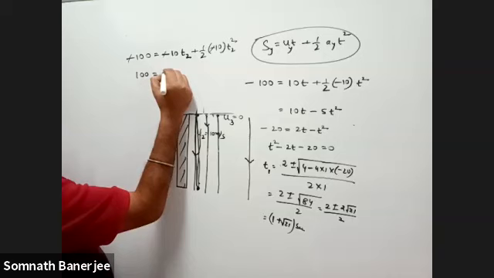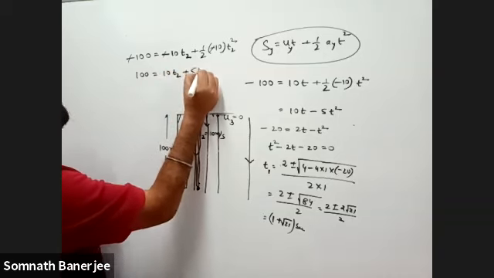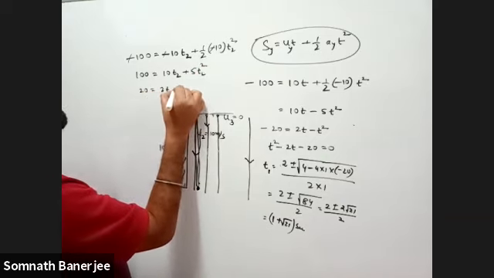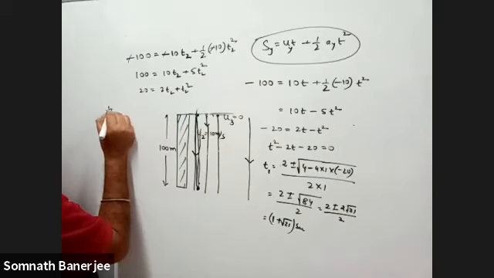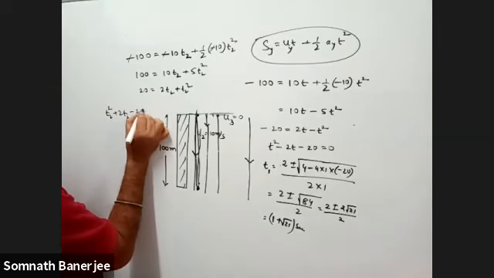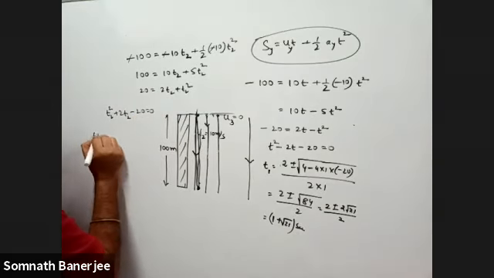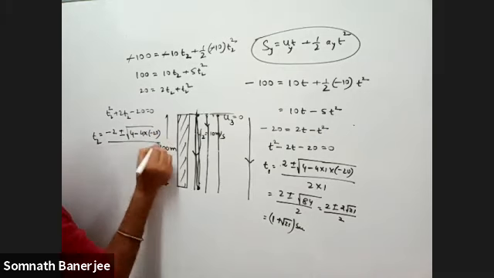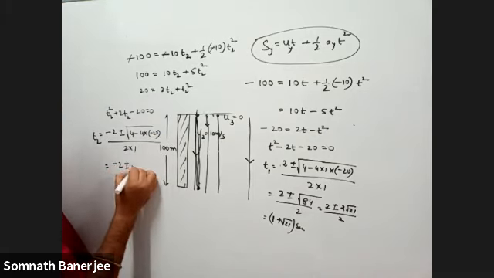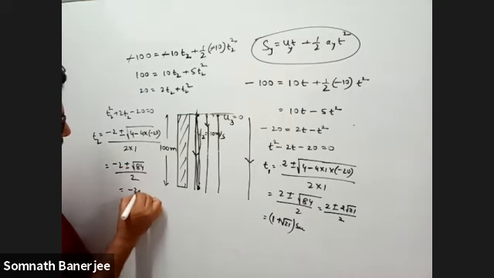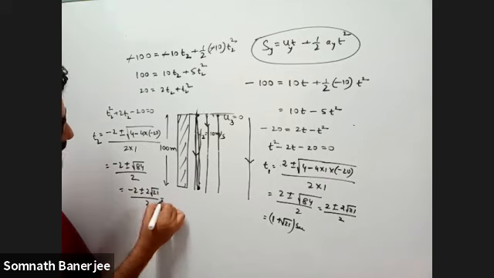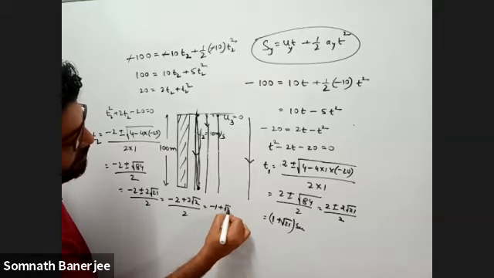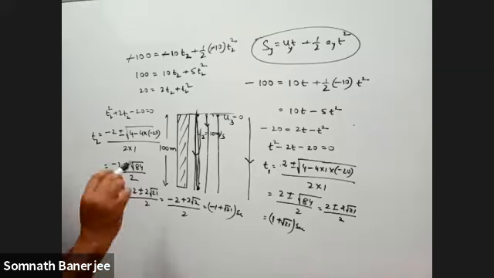This is 100 equals 10 T2 plus 5 T2 square. So what you have is T2 square plus 2 T2 minus 20 equals 0. So T2 is equal to -2 plus minus root of 4 minus 4 into -20, by 2 into 1. That is -2 plus minus root 84 by 2. That is -2 plus minus 2 root 21 by 2. Time is never negative. So plus root 21 by 2. That is -1 plus root 21 second. This is the second one.